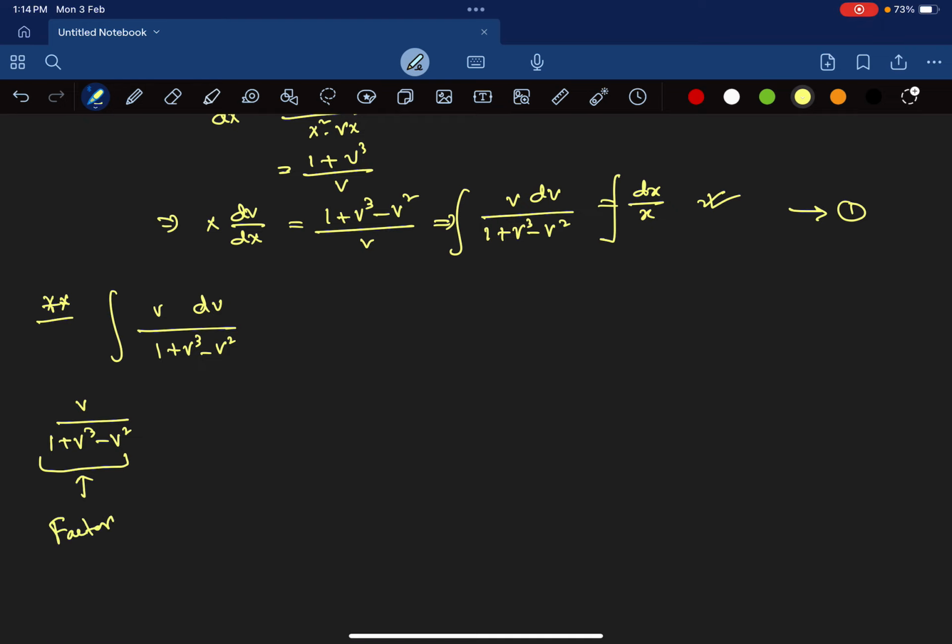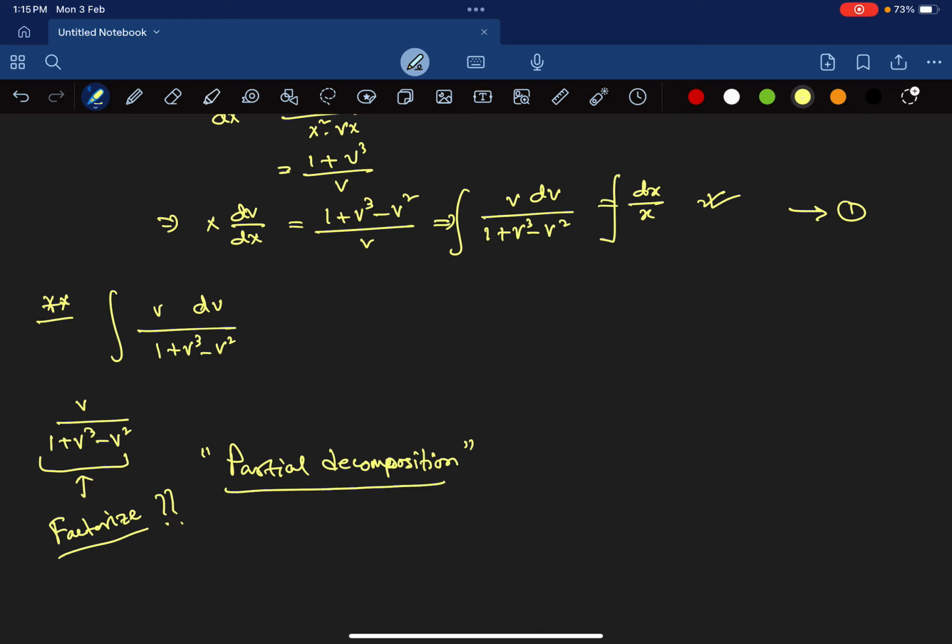So factorize this one. If you are able to factorize this, then partial decomposition. Afterwards you need to apply partial decomposition. So if you have this type of integral involved in these questions, then take help of the partial decomposition method.